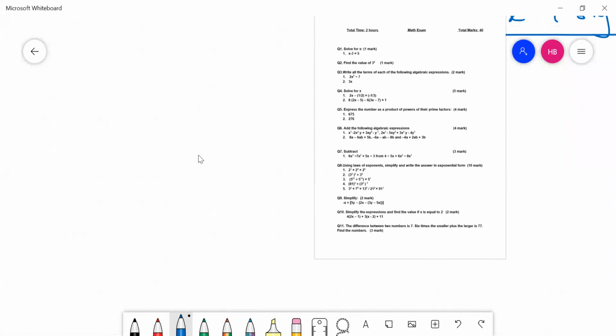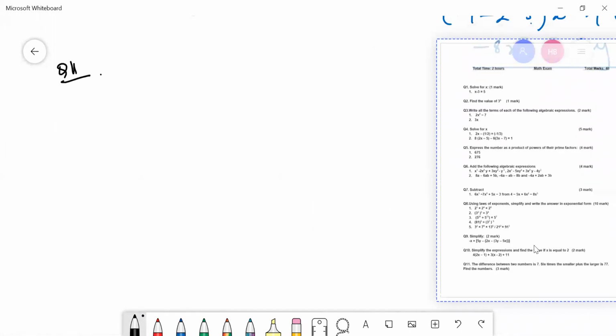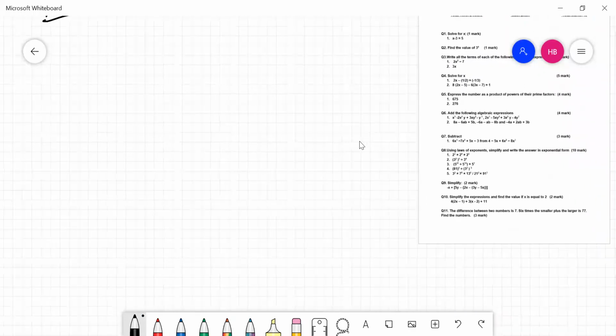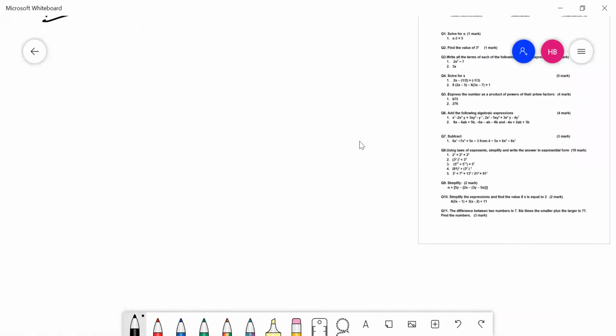The difference between two numbers is, so it's a word problem. So let's see what this word problem tells you. The difference between two numbers is 7. 6 times the smaller plus the larger is 77. Find the number.